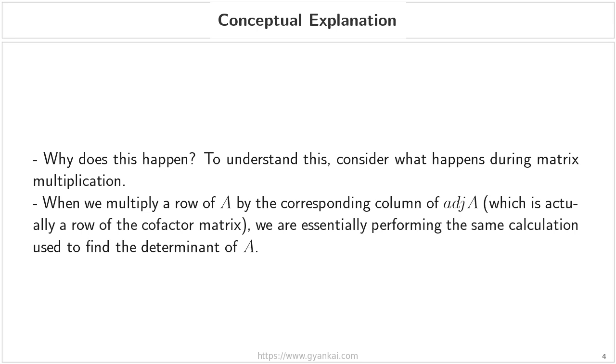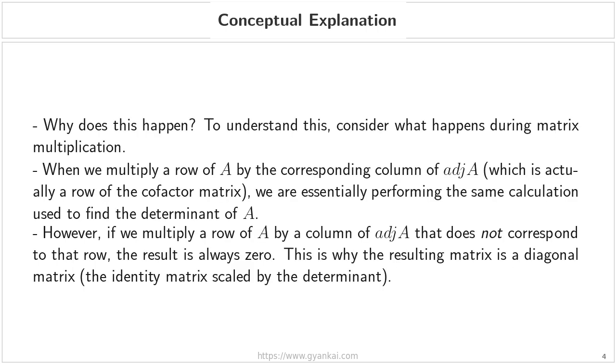When we multiply a row from matrix A by the corresponding column from the adjoint of A, and remember, that column is actually a row from our cofactor matrix, we are essentially performing the exact same expansion calculation we used to find the determinant of A. This is why, on the main diagonal, we get the value of the determinant.